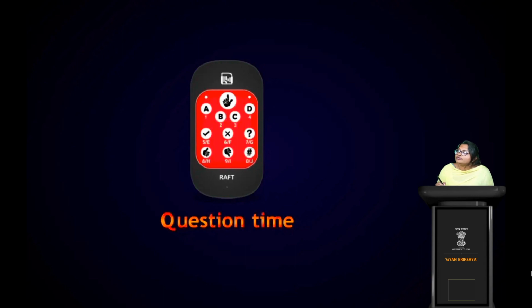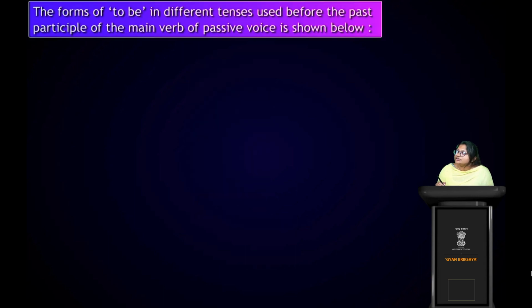Now, the forms of to be in different tenses used before the past participle of the main verb of passive voice are shown below. What the following table will show is the forms of the to be verb that we use in passive voice in case of different tenses. We will come to know through this table now. So tense: present, past, and future, and the forms of be verbs.